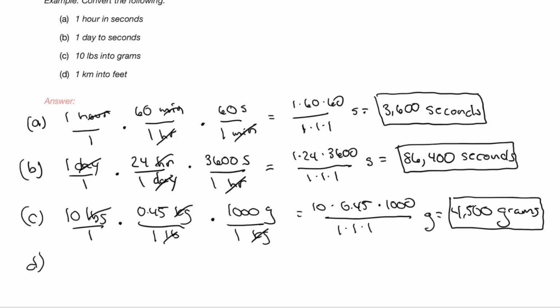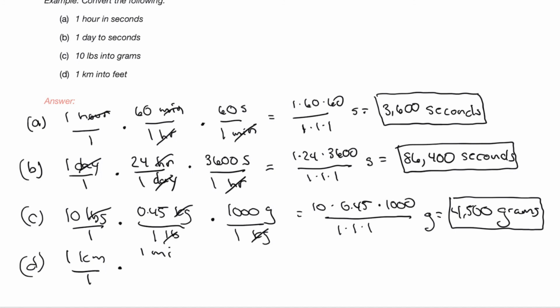In this last one, converting from kilometers to feet, there's multiple ways to go about it, but we always need to start the same way by writing 1 kilometer over 1. I'm going to convert from kilometers to miles to feet, and so I do that first by converting from kilometers to miles by recognizing that 1 mile is the same as 1.61 kilometers.